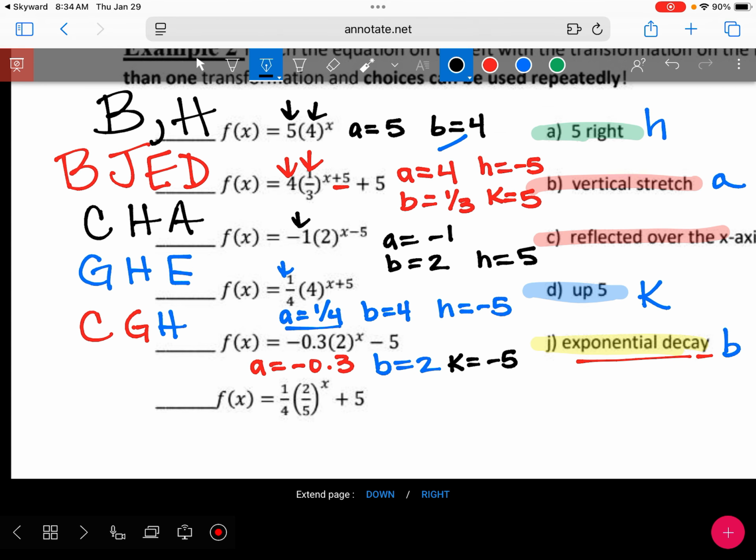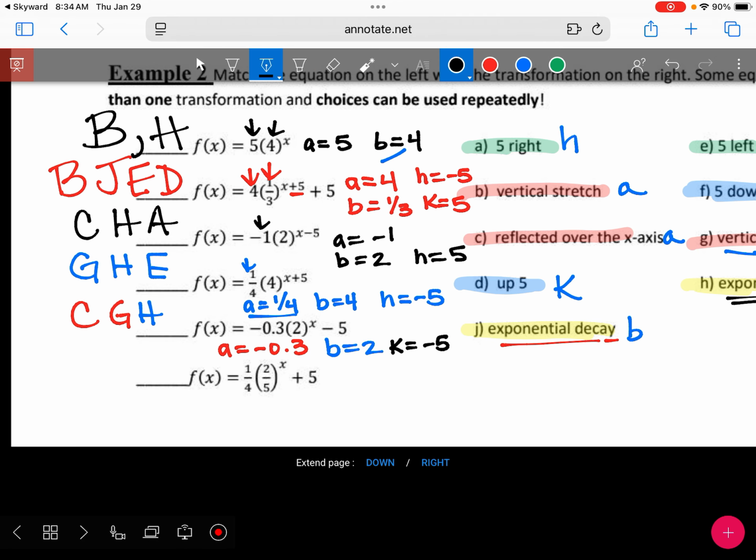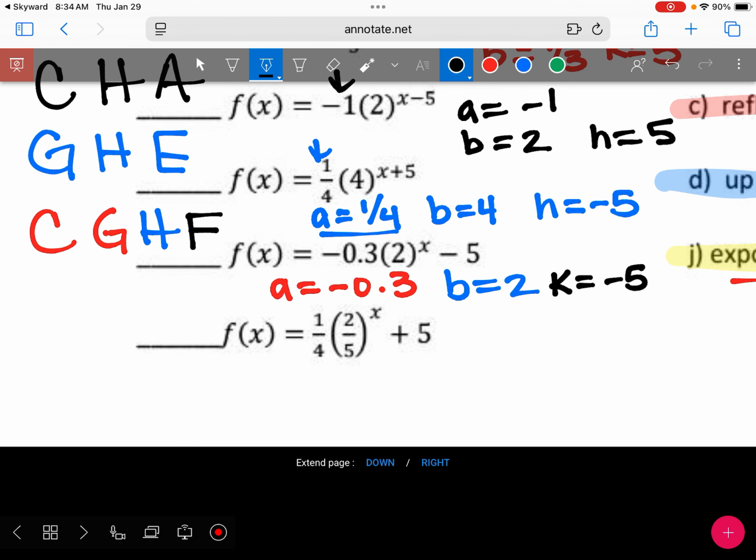Down. So what letter is that? F. Okay, last one. Okay, so A is 1/4. Let me pause right there. Look at your transformation box, on the other back of page 1, on page 2.